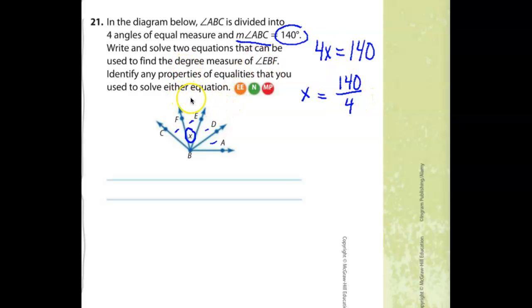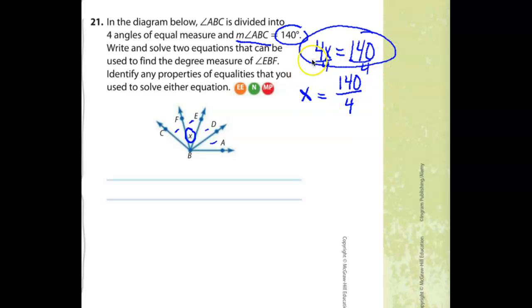Now, what property would I use to solve? If I were to try to solve this first equation, 4x is equal to 140, what is the inverse operation that would get x by itself? So what property would that be? Answer that for me, please. Very good. We would end up having to divide both sides by 4, so that would be the division property of equality. Now let's look at this next equation.